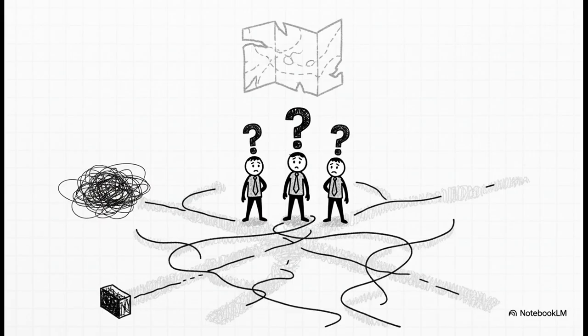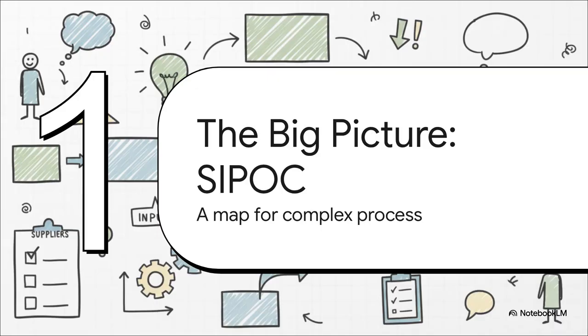Without that big picture map, it is so easy to get lost in the weeds or just head off in the wrong direction. And that is exactly where SIPOC comes in. It is that simple, powerful map we've been talking about. It's a tool that's designed to give everyone, from the CEO all the way down to a brand new team member, that big picture view of how a process really works, no matter how complicated it seems on the surface.